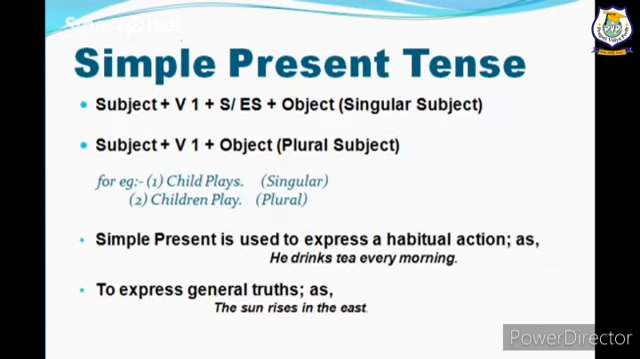Simple present tense: subject plus verb first form plus s, es plus object with singular subject. For example, child plays. Second, subject plus verb first form plus object with plural subject. For example, children play. Simple present is used to express a habitual action as he drinks tea every morning, to express general truths as the sun rises in the east.